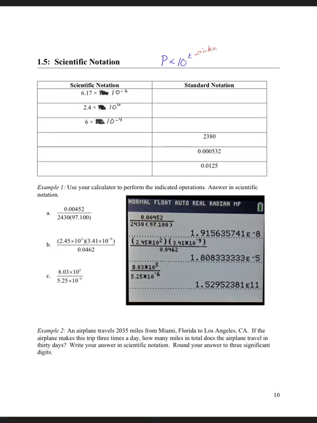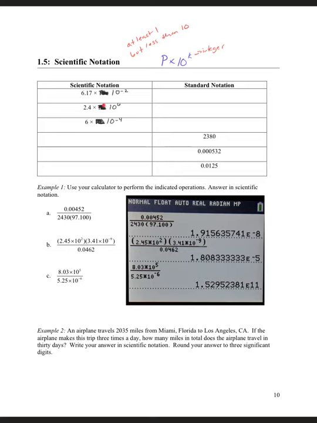So k has to be an integer, whereas p has to be a number that is at least 1 but less than 10. So it can be anything from 1.0 all the way up to 9.99. And with k being an integer, that means it needs to be a negative or a positive number. No rational exponents here. Now, we're going to start with 3 examples.